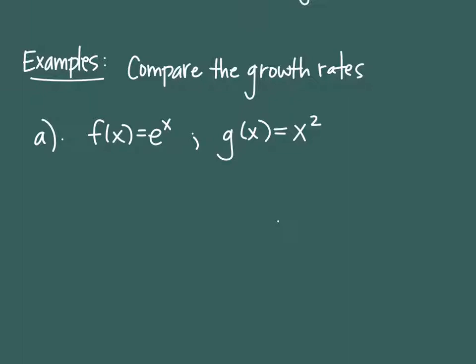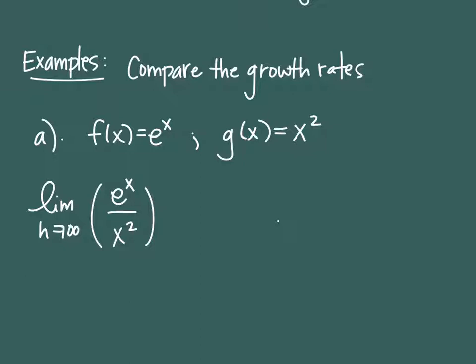So if this is a multiple choice question, just pick e to the x. You know it's going to be a faster growth rate. You know what the functions look like. You can picture that. But if it's a free response question where you have to justify your answer, then you're going to have to set up e to the x divided by x squared, and take the limit as n approaches infinity to prove it.